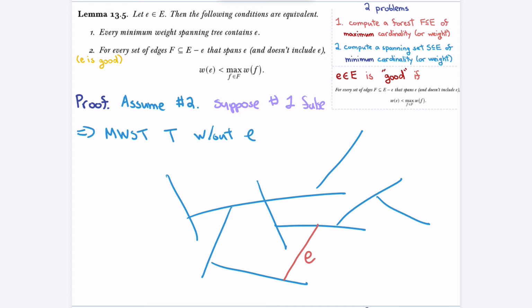So what would that be? Now you're cheating. Okay. So here's our contradiction, right? I mean, we've set this up. I'm assuming that there's a minimum weight spanning tree that doesn't have E, but I know that E is good. So here I'm assuming E is good. And I want to show that having this minimum weight spanning tree exclude E is some kind of logical contradiction.